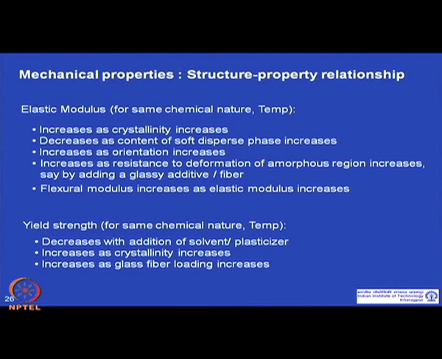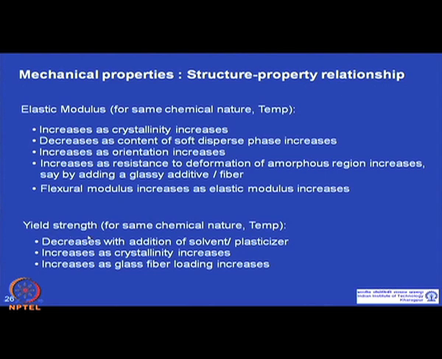And for a semi-crystalline polymer, if we add some glassy additives like glass fibers in the amorphous region, then the elastic modulus goes up. Flexural modulus increases with elastic modulus; generally flexural modulus and elastic modulus go hand in hand. So, with an increase in elastic modulus of a plastic material, flexural modulus or bending modulus also goes up.